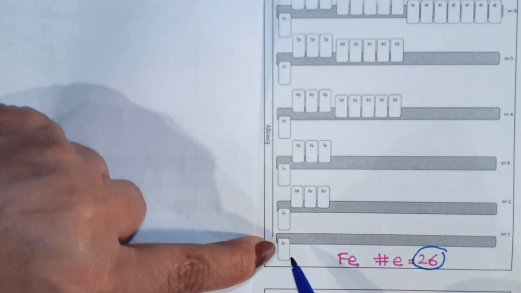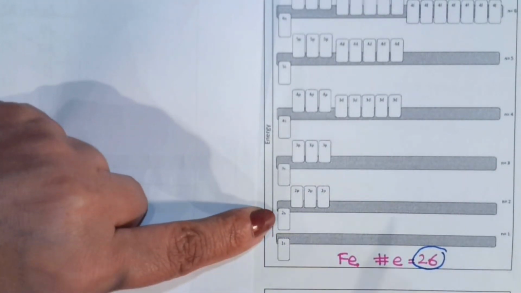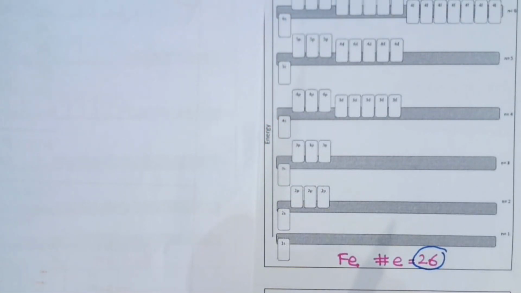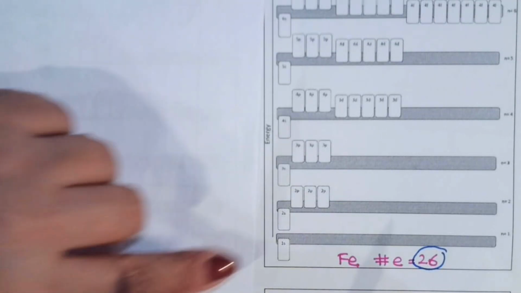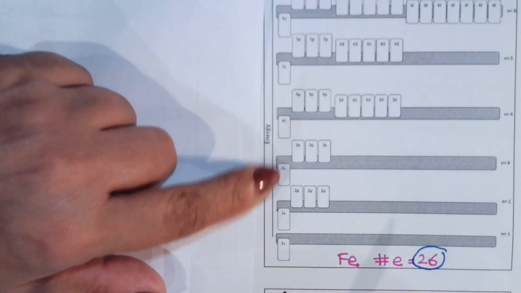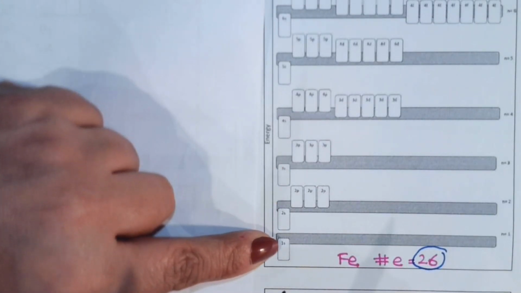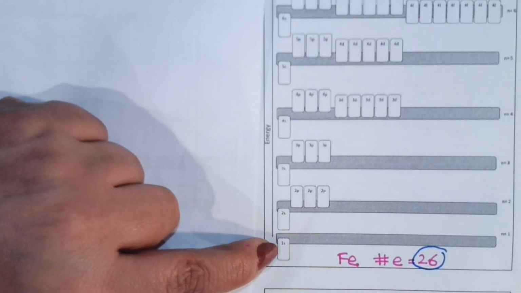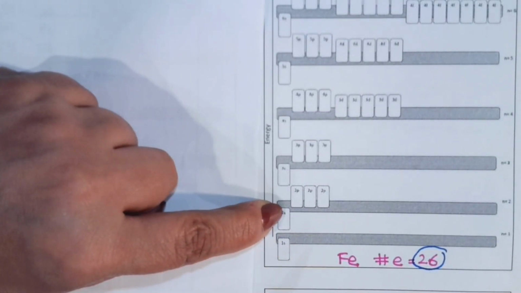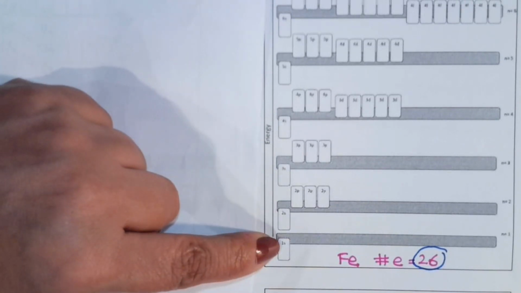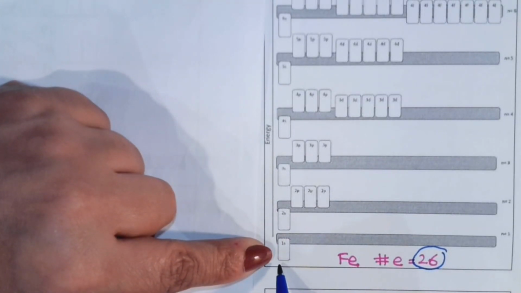So starting with 1s, the energy is increasing this way. You need to memorize the order of the energy levels and the orbitals in which they are filled. 1s being the lowest energy level, and we have to follow Aufbau's principle, meaning we cannot fill a higher energy level or place an electron in a higher energy level before filling the lower energy level.